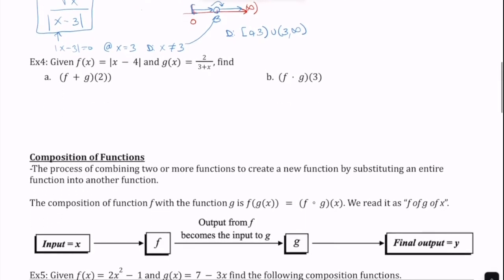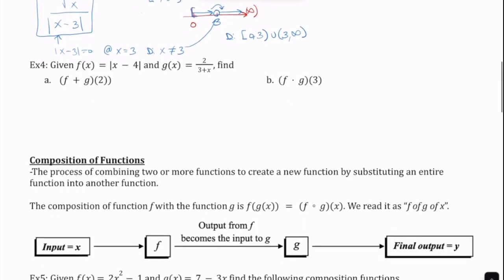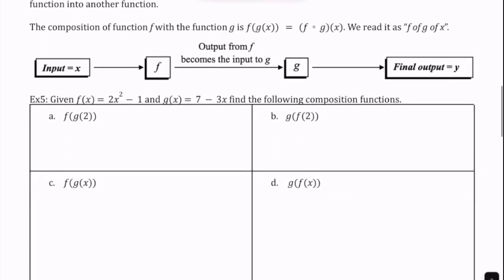All right, let's do 4. It's very similar. You could definitely do 4 and 5 on your own, 4A and 4B. I'll let you try and tackle those on your own. Look at your class notes for those. And let's get to function composition. And then here's another one.